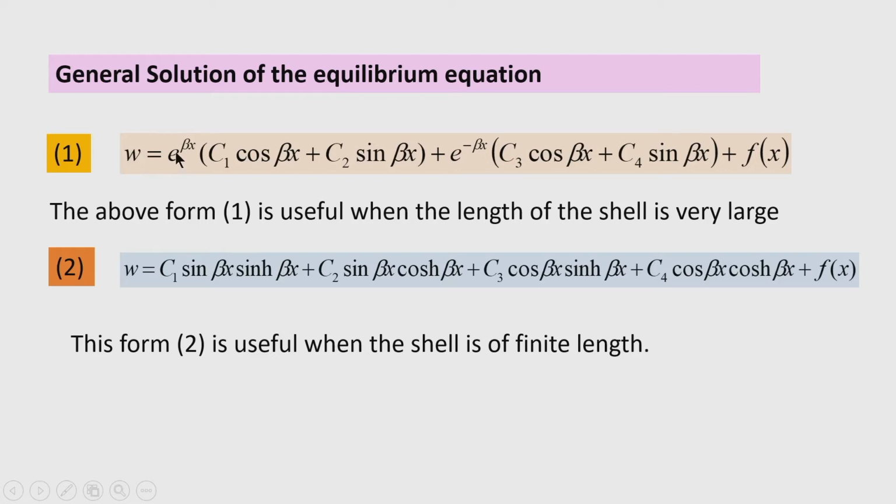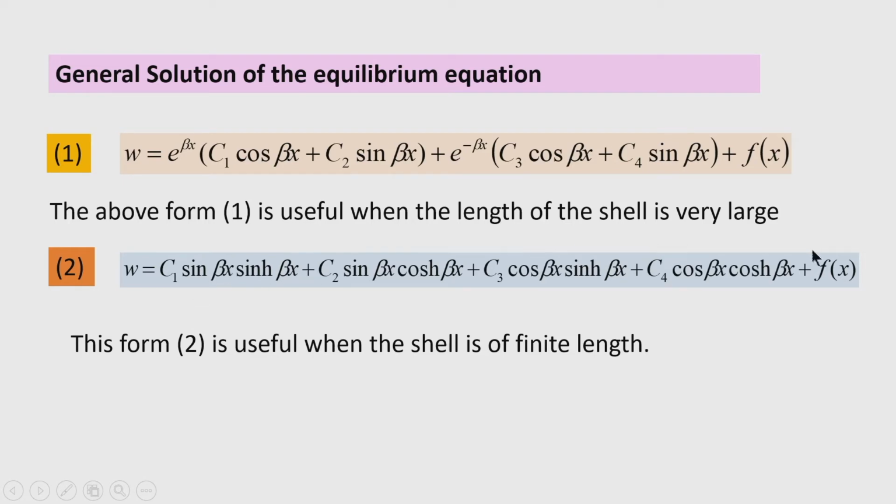we substitute e to the power βx as (cosh βx plus sinh βx) divided by 2, and also e to the power minus βx as (cosh βx minus sinh βx) divided by 2. So, with the use of this exponential term in the form of hyperbolic functions and carrying out term by term multiplication and rearranging the constants, we can write W in this form. This is the second form, which contains the combination of trigonometrical and hyperbolic functions.